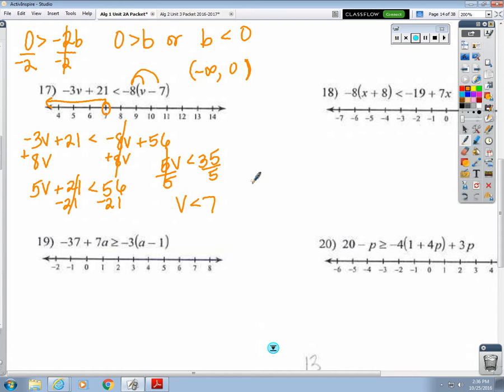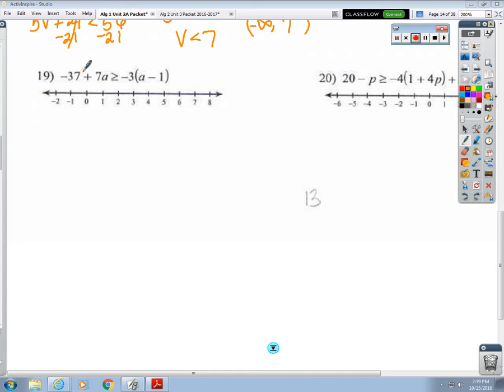Okay, so for my interval notation, what is my lowest solution going to be? How far left does it go? Negative infinity, right? And what's my highest solution? 7, but can you actually plug in 7 and it work? No, so you put a parenthesis around it as well. Okay, go ahead and try number 19.